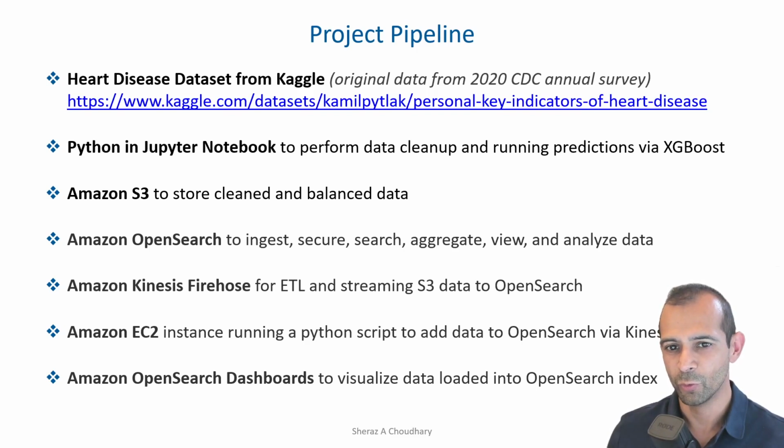In order to do the conversion then to pass the data via Kinesis Firehose, I wrote a Python script that was running on an Amazon EC2 instance. So the script on the EC2 instance got the data from the S3 bucket. It then piped the data to Amazon Kinesis Firehose as a JSON object, and then Kinesis Firehose put the data into the OpenSearch index that I had set up. Finally, once all the data was in OpenSearch, I used Amazon OpenSearch Dashboards for visualization.